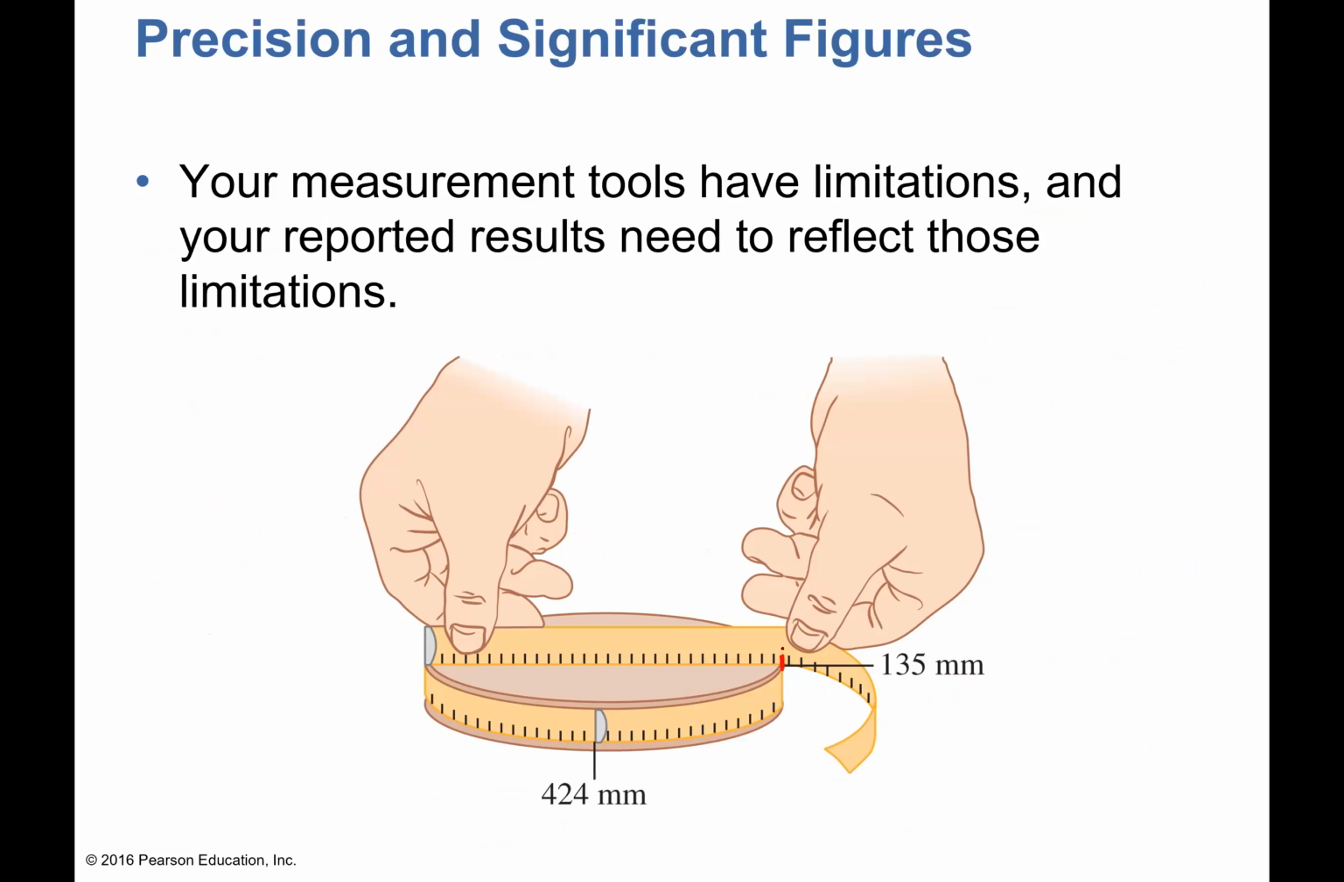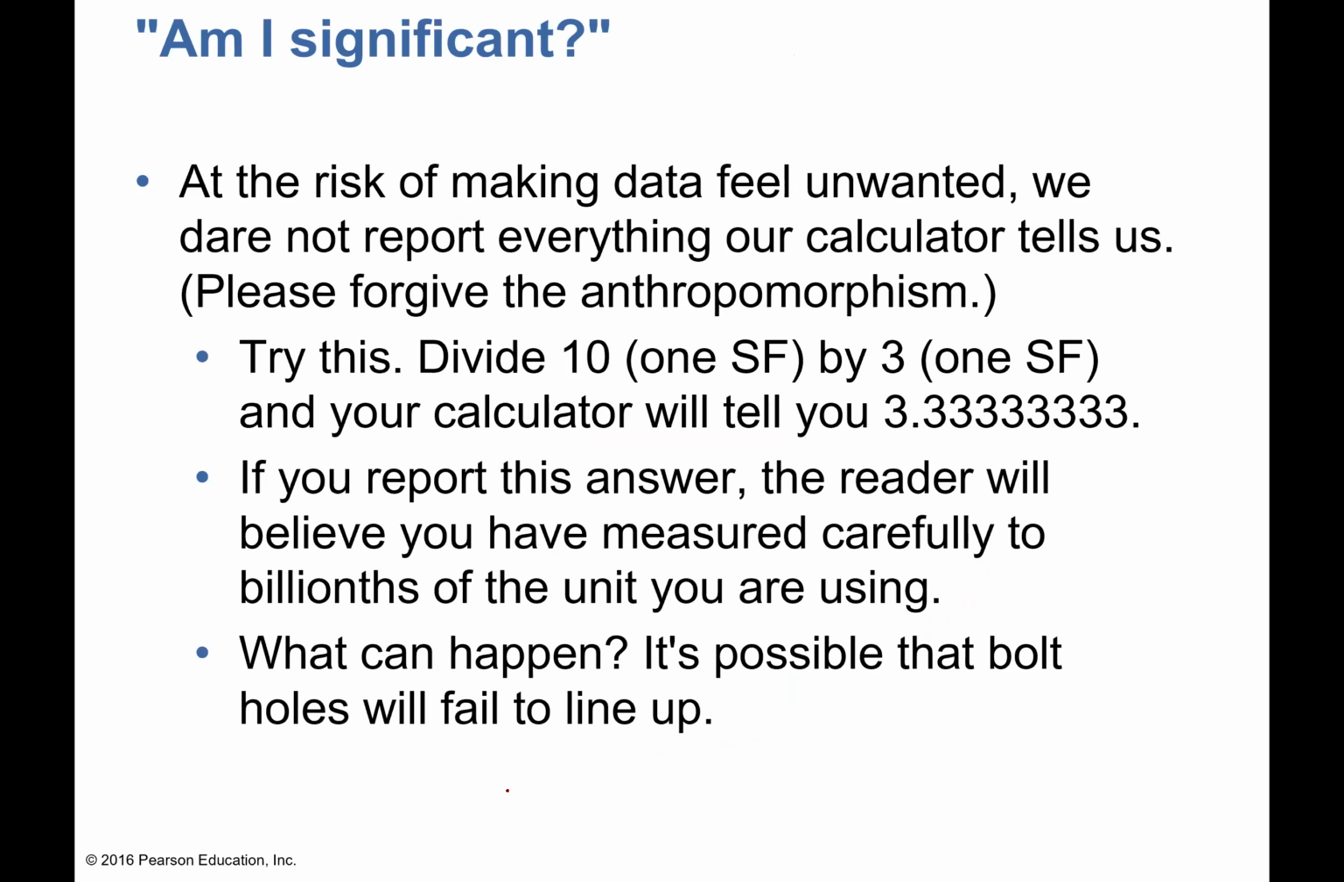So you have 135 millimeters, but technically the reading is between the millimeter marks. And the same thing is here. So what we do a lot of times is we have to estimate the distance between the millimeter marks. That means we are kind of guessing what the distance is, all right? At the risk of making data feel unwanted, we dare not report any digits our calculation will tell us. So let's say one of the things we do here is divide 1 sig fig by 3.